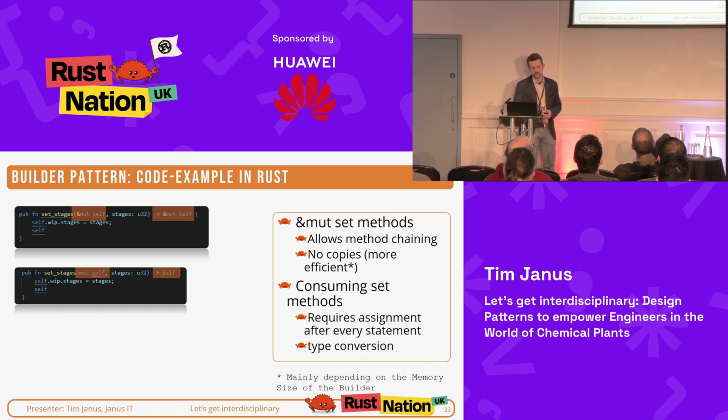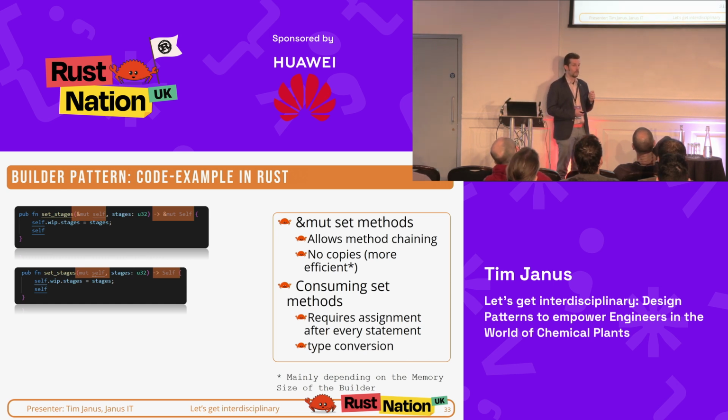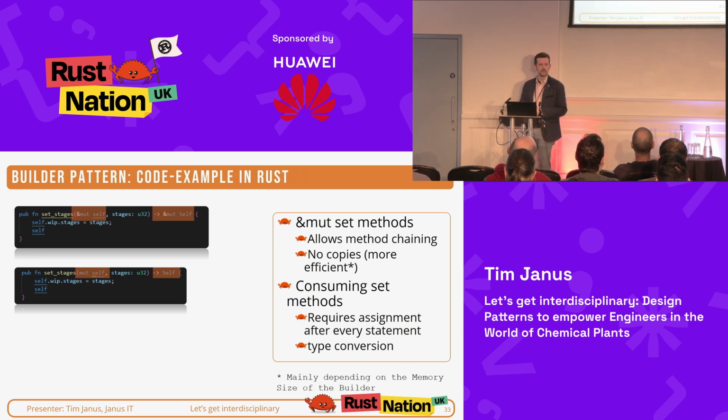However, there's this other variant where the & is missing. That means we consume the variable. That means self moves into the scope of the function, and then this function is the owner, and afterwards we return self. So it's a different thing. And this variant brings one big advantage. You could return something other than self, and that is what we will see later about type conversions.